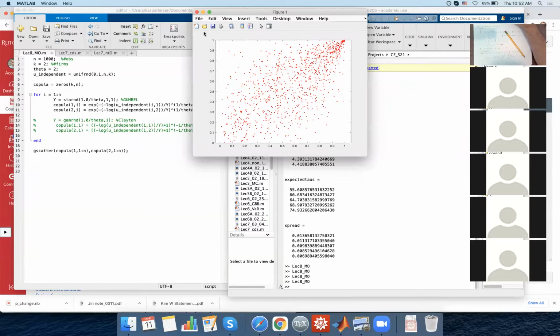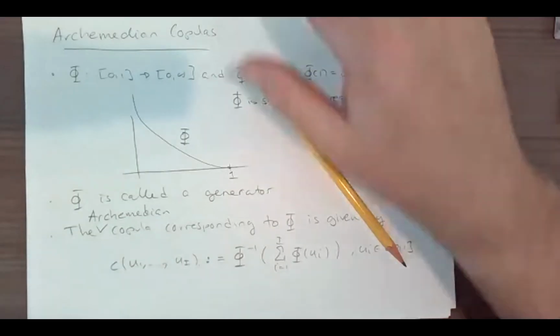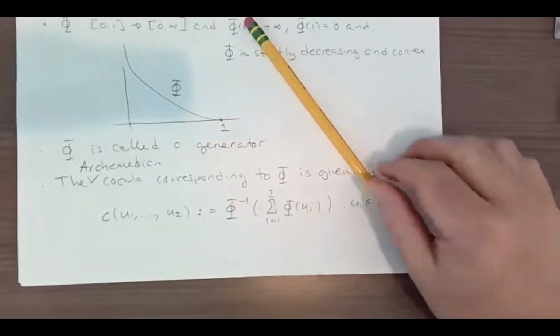Yeah, we're almost out of time. So looking at my code, you can see I pull uniforms and then I do something to these uniforms. And you can see in here, there's something with that generator function that comes out. Three lines and I can simulate these points. So it's not complicated to simulate from the Archimedean family.